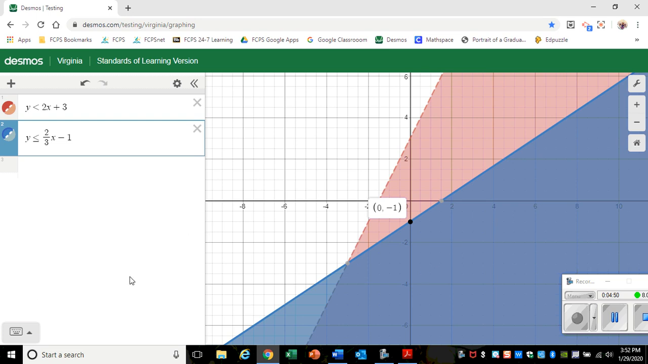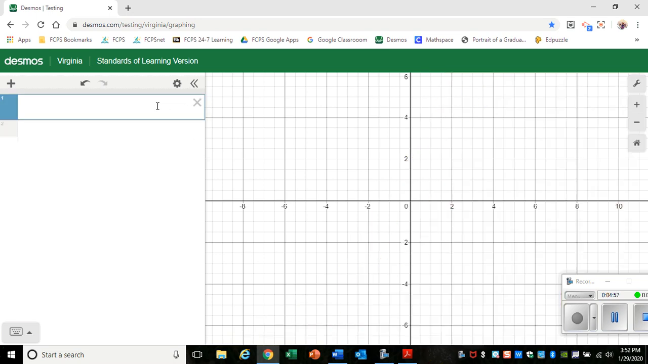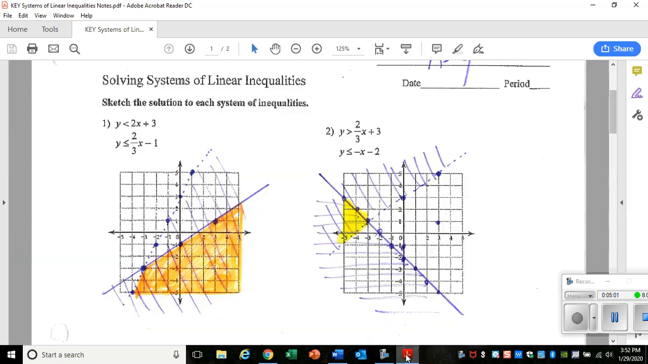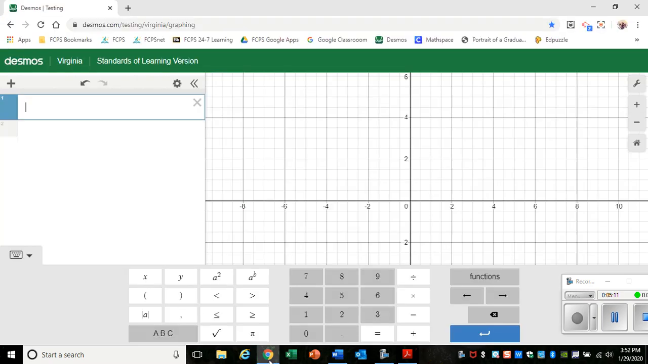So what we're going to do now is we're going to do number 2. Once you're done with number 1, make sure you shade over here, make sure you shade this section. This orange section is the answer, okay? So make sure you just shade this part. So where you shade twice is the answer. That's the system, okay?